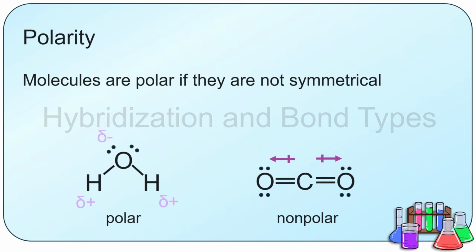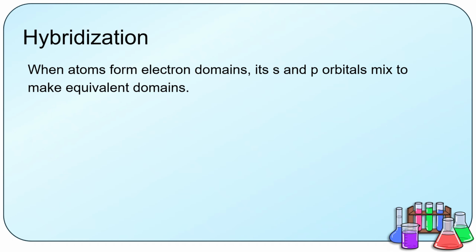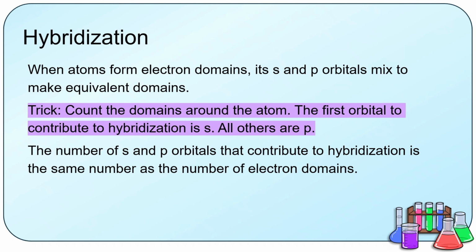Now let's get into hybridization and bond types. Hybridization happens when atoms form electron domains. They mix their s and p orbitals so that the domains are equivalent. To figure out the hybridization on an atom, the trick is to count the domains around the atom. The first orbital to contribute to hybridization is s. All others are p. The number of s and p orbitals that contribute to hybridization is the same number as the final number of electron domains.